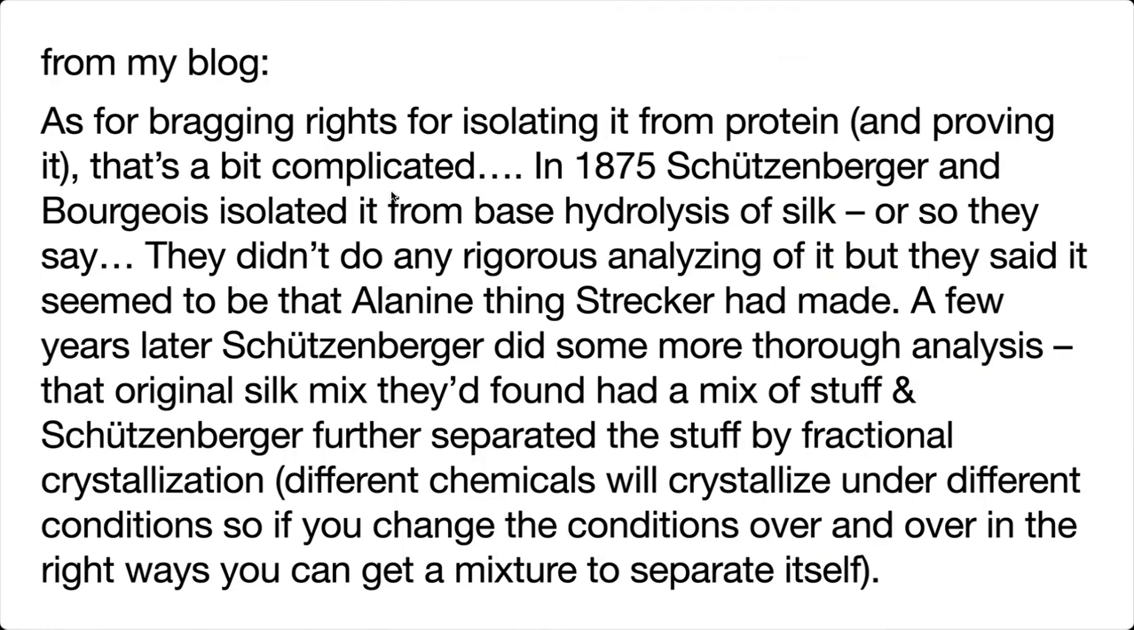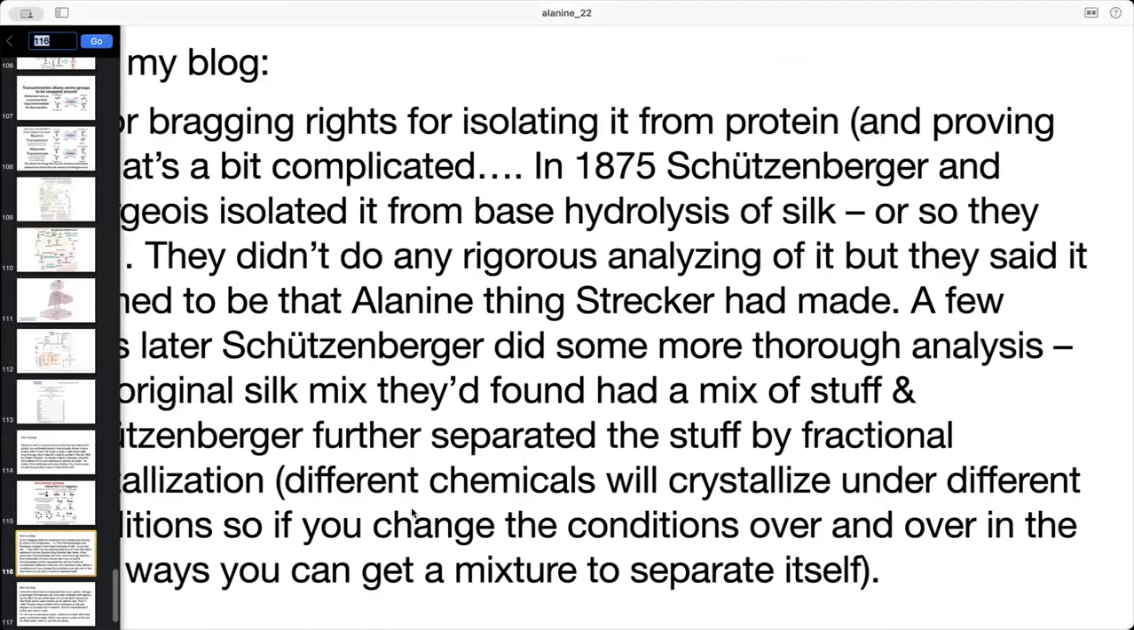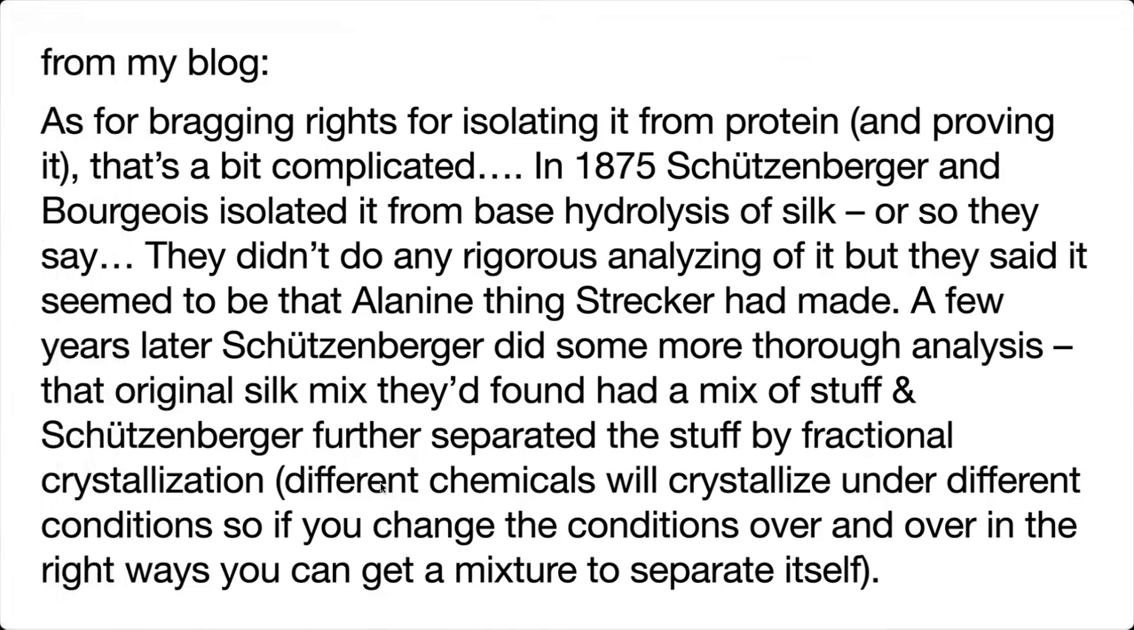As for actually isolating it from a protein and proving that it was from a protein, that's complicated. So remember that the synthesis was happening in 1850. In 1875, Schutzenberger and Bourgeois isolated it from base hydrolysis of silk, or they say so. They didn't rigorously analyze it, but it seemed to be alanine. And a few years later, Schutzenberger did some more thorough analysis.